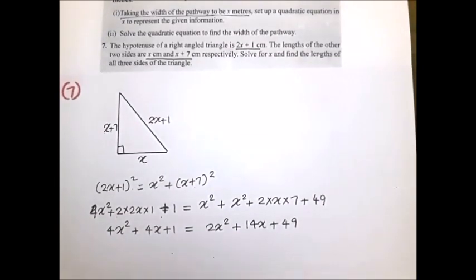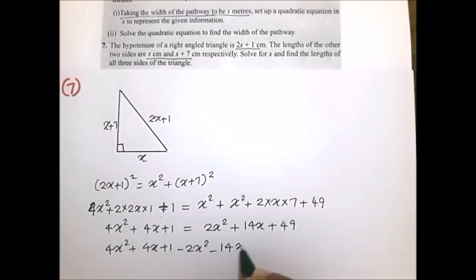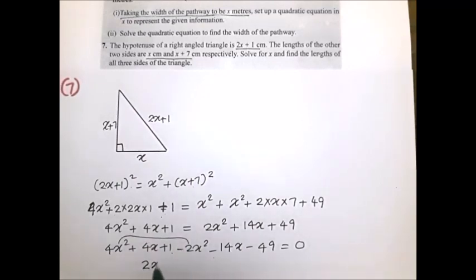Now take all terms into left hand side. Minus 2x to the power 2 minus 14x and minus 49. Now simplify this one. 4x to the power 2 minus 2x to the power 2, it is 2x to the power 2. Here minus 10x. Here plus 1 and minus 49, it is minus 48.